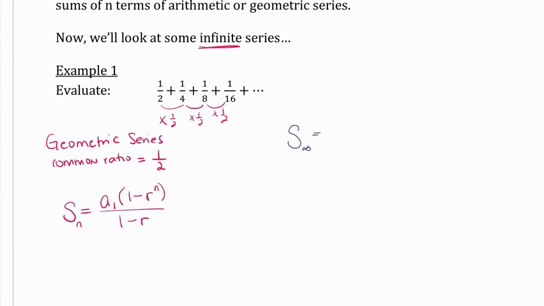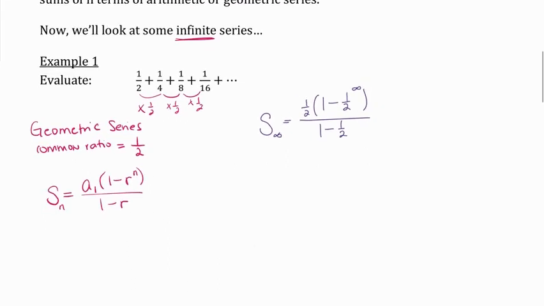And I would take my first term, which is 1/2, and then I'm going to do 1 minus my common ratio, which is 1/2, to the nth power. And again, the number of terms I'm adding up, it's infinite. So 1/2 to the infinite power, and then all over 1 minus 1/2. Okay, now again, this is kind of weird, because if I'm thinking 1/2 to the infinite power, how do I calculate that? So let's think about that over here.